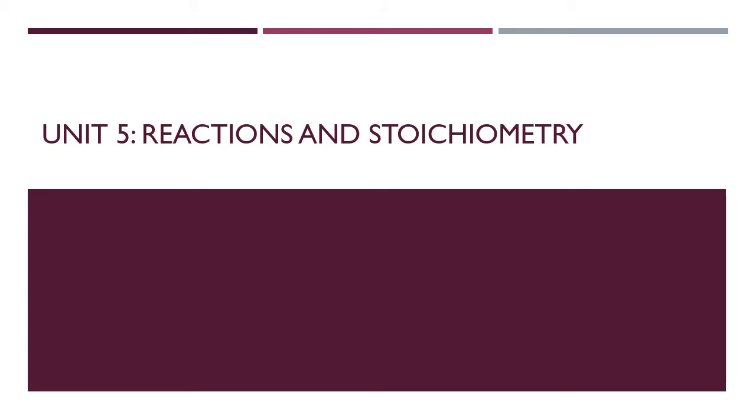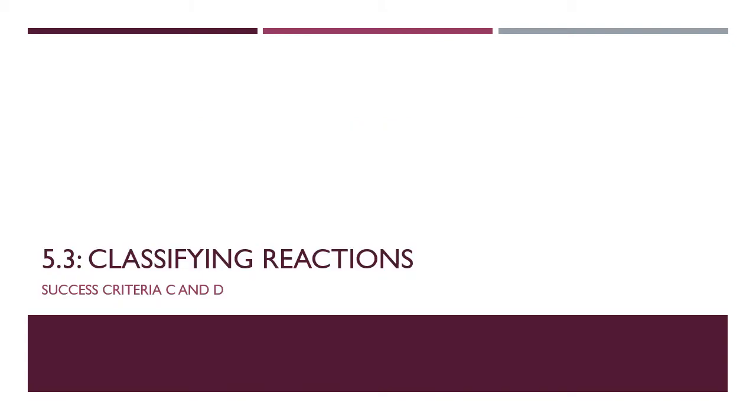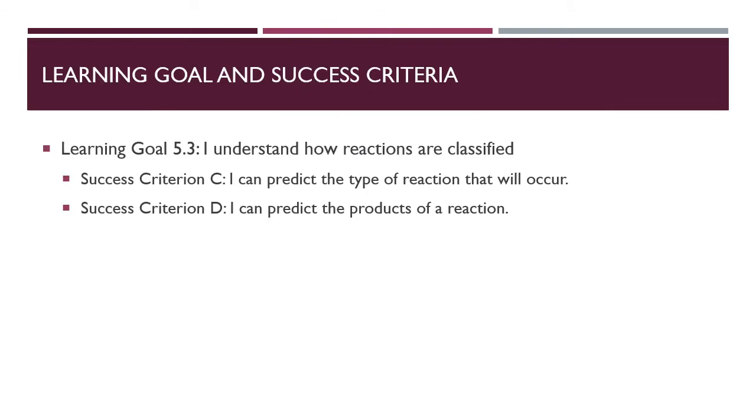This is the final lesson in our reactions and stoichiometry unit. This lesson will cover success criteria C and D on the final learning goal, the 5.3 classifying reactions. Our success criteria for this video are success criterion C, I can predict the type of reaction that will occur, and success criterion D, I can predict the products of a reaction.